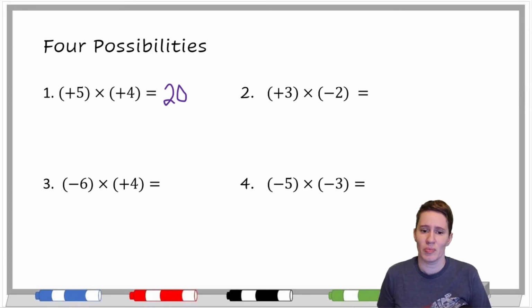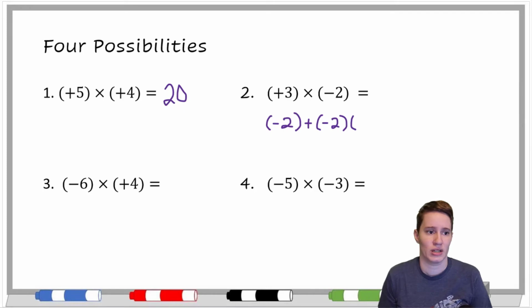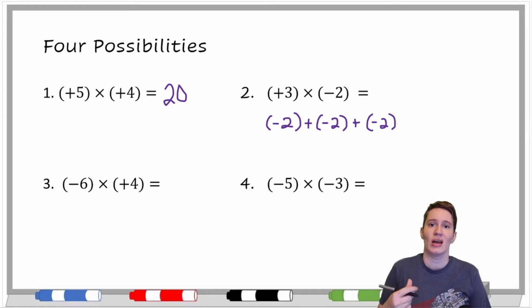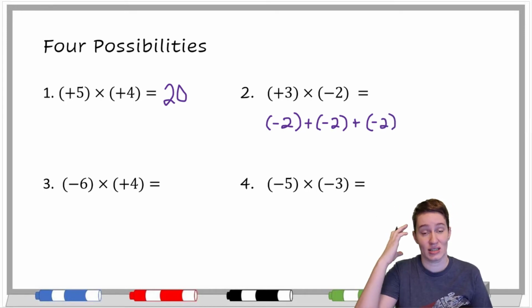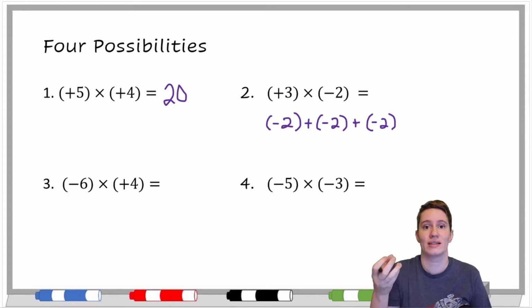And what I want you to remember is that this is repeated addition, and that we get to choose how we do that repeated addition. What I mean by that is I can choose to think of this as negative 2 added together 3 times. And I can choose to do that so that conceptually it makes sense what is happening.